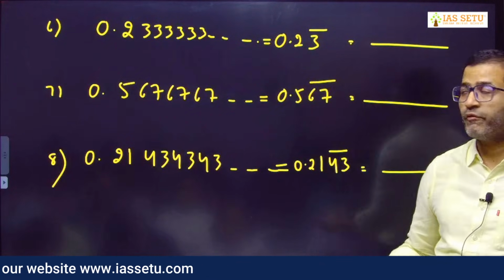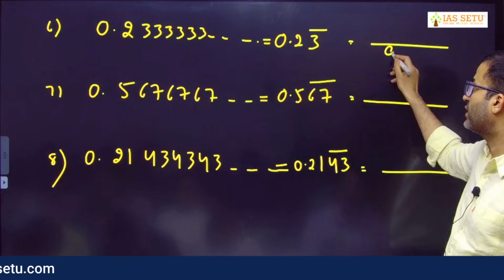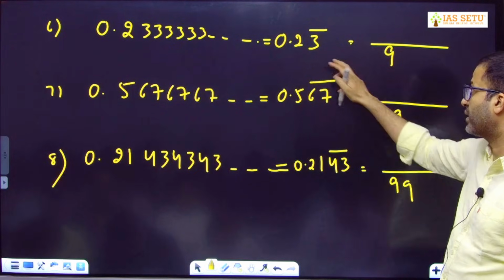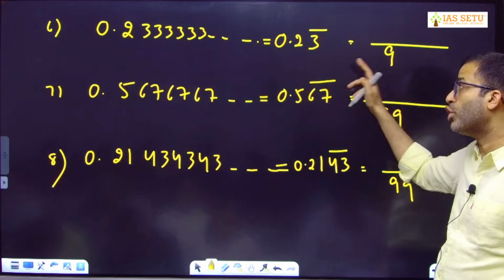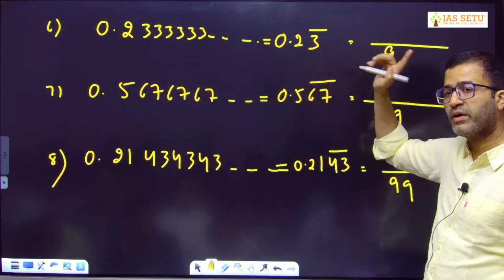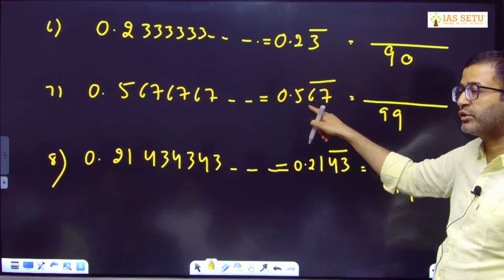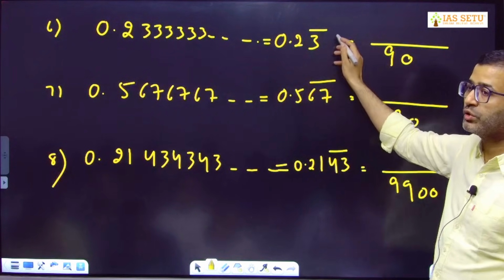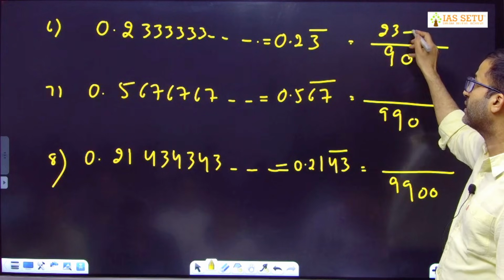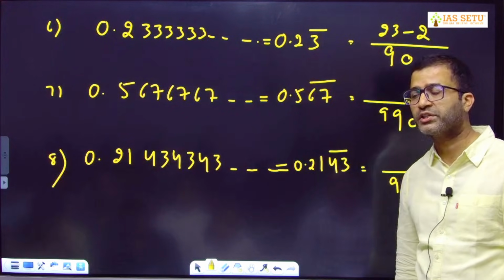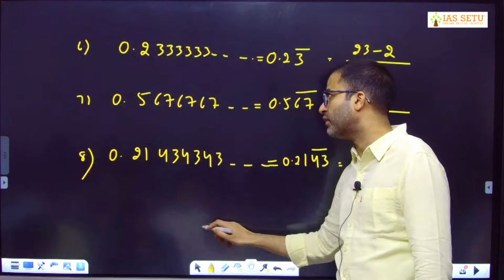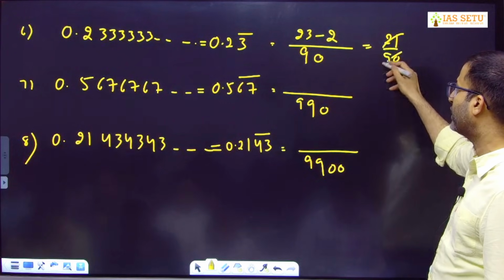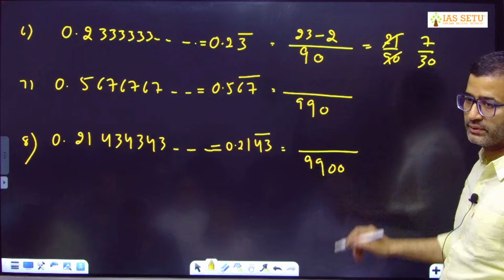Done. Now first question, how many digits were under the bar? 1, so 9. Second question, there are 2 digits, so 99. Third question, 2 digits, so 99. Now after this 9, how many 0s, that is, how many digits between the decimal and the recurring part? In the first question, 1, so 0. In the second question, how many 0s? 1. In the third question, how many 0s? 2 zeros. In the first question, what is your numerator? Total number minus non-recurring part. So it is 23 minus 2. You get 21 upon 90. If you got this, good enough, but you can simplify, divide by 3, 7 by 30.